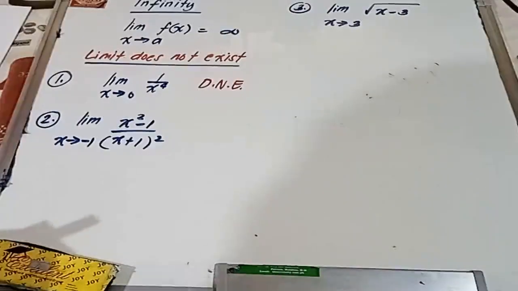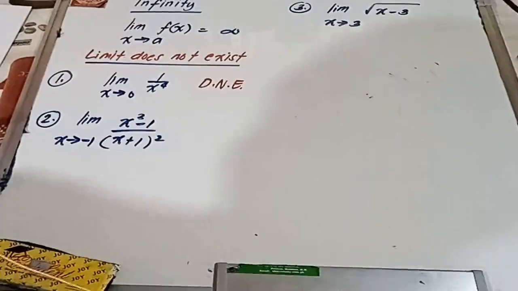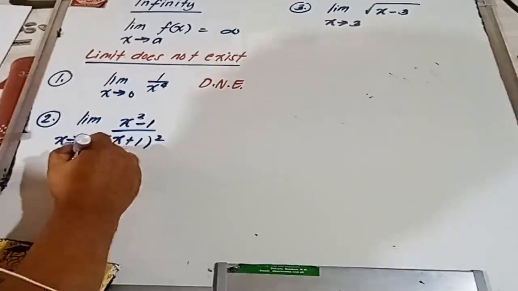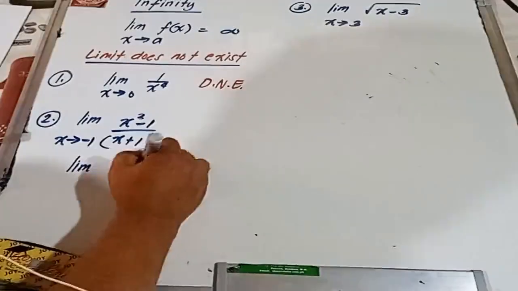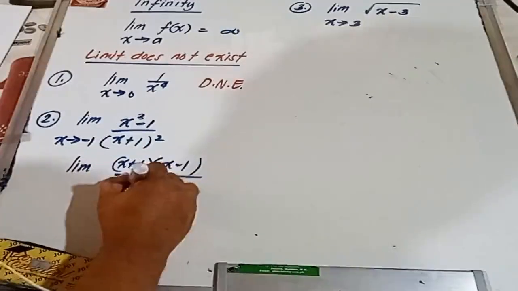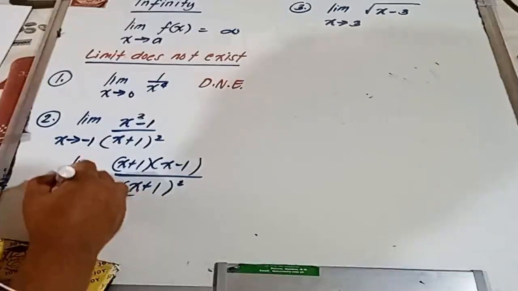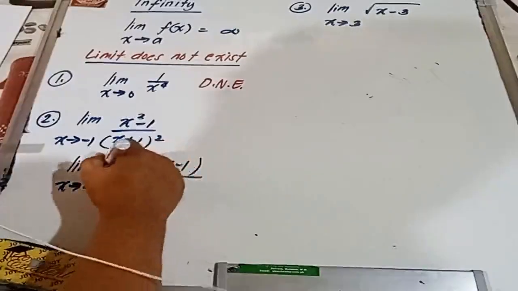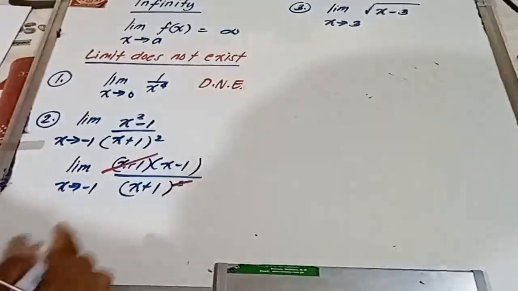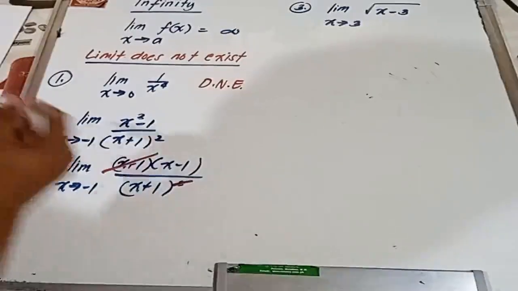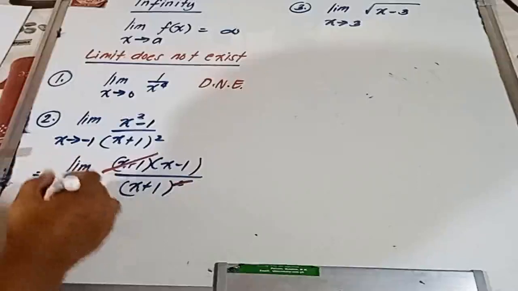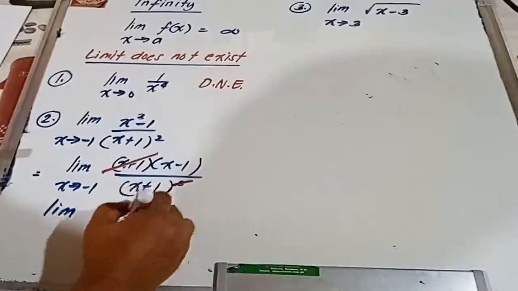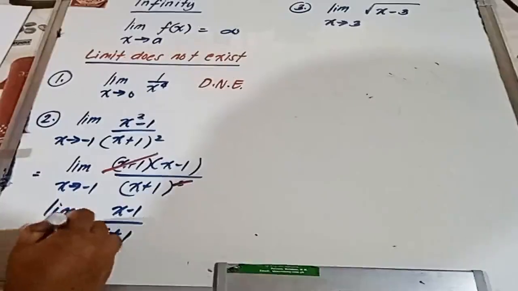We can factor out the numerator into the product of x plus 1 and x minus 1. So, we have on top limit of x plus 1 times x minus 1 over x plus 1 squared, x approaches negative 1. Okay? So, pwede pang makancel yung x plus 1 on top at ganun din sa ilalim. So, the result is we have limit of x minus 1 over x plus 1 as x approaches negative 1.